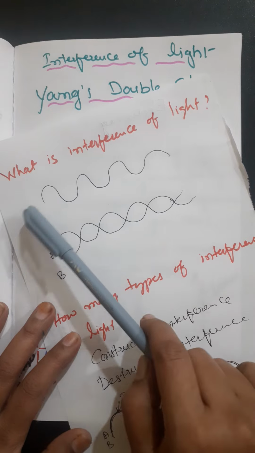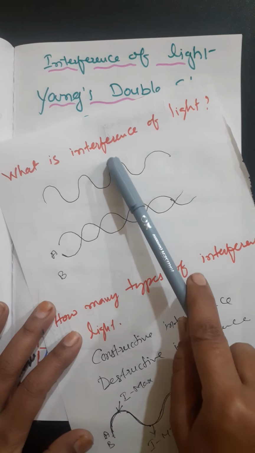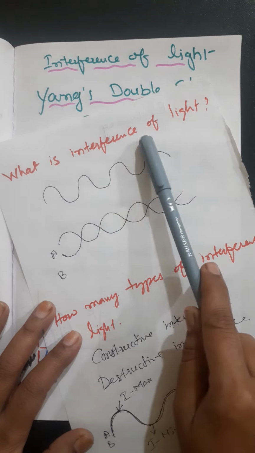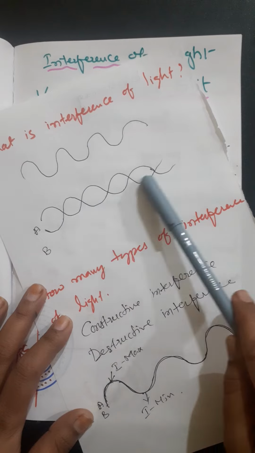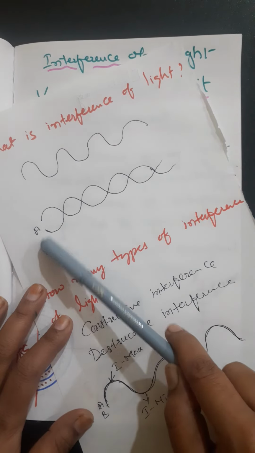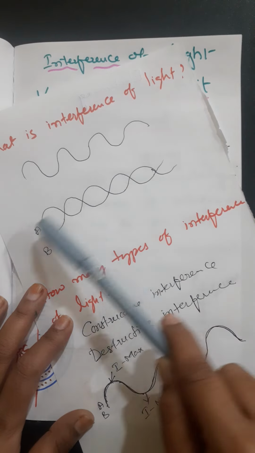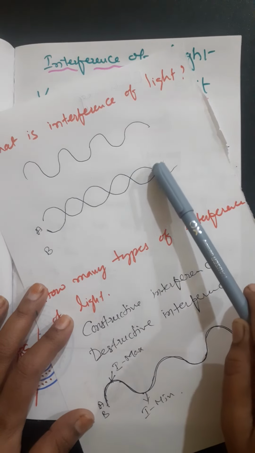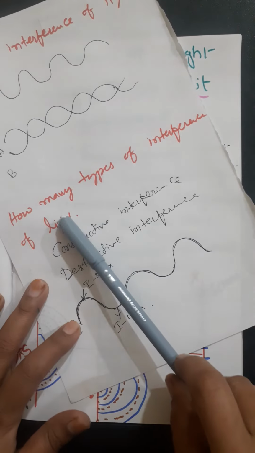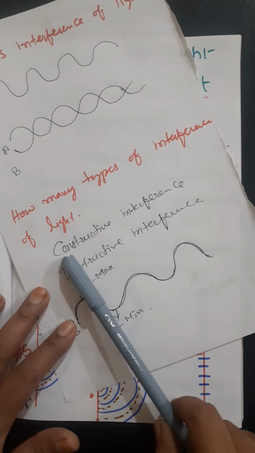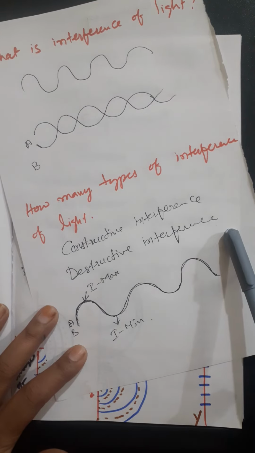We all know the light ray is traveling in the form of a crest and trough. Now interference of light is nothing but the addition or combination of two light rays. Let us suppose there are two light rays, A and B. When those two light rays are superimposed on each other, that particular phenomenon is called the interference of light. Now what are the types of interference? There are two types of interference, that is constructive interference and destructive interference.